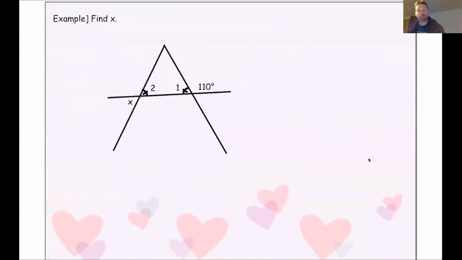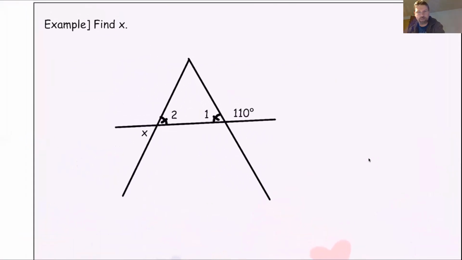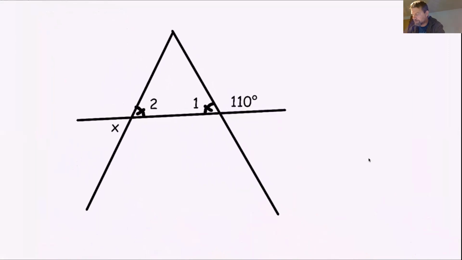So first off, in order to do a proof, we need to have a question to prove. So let's find x. This isn't a proof. We're just going to find what x is equal to, and then after we find what x is equal to, we'll actually prove it. This is one we did in a previous video, yesterday's video, I believe, so it shouldn't be too hard. Let's see if we can figure out what x is.